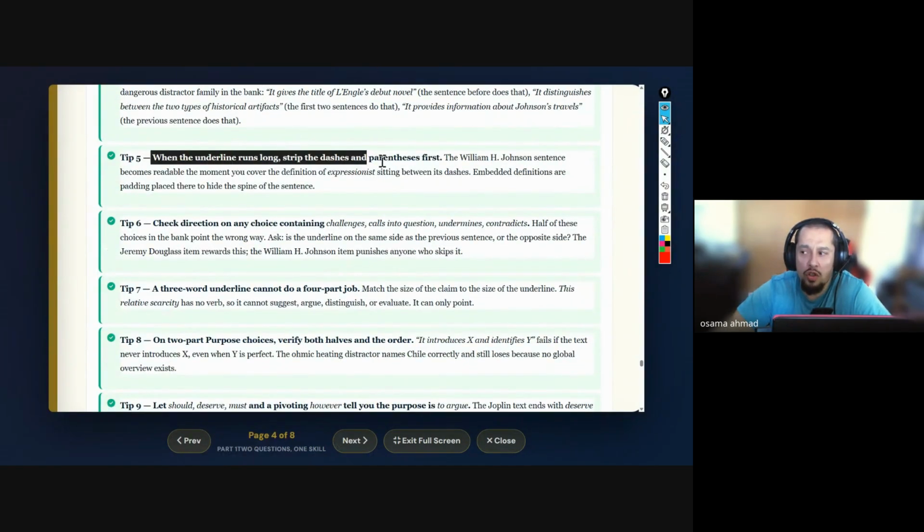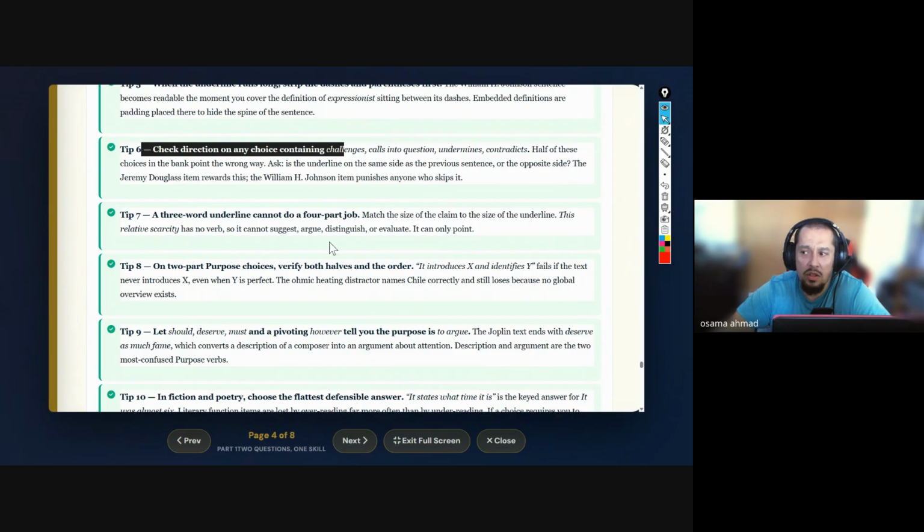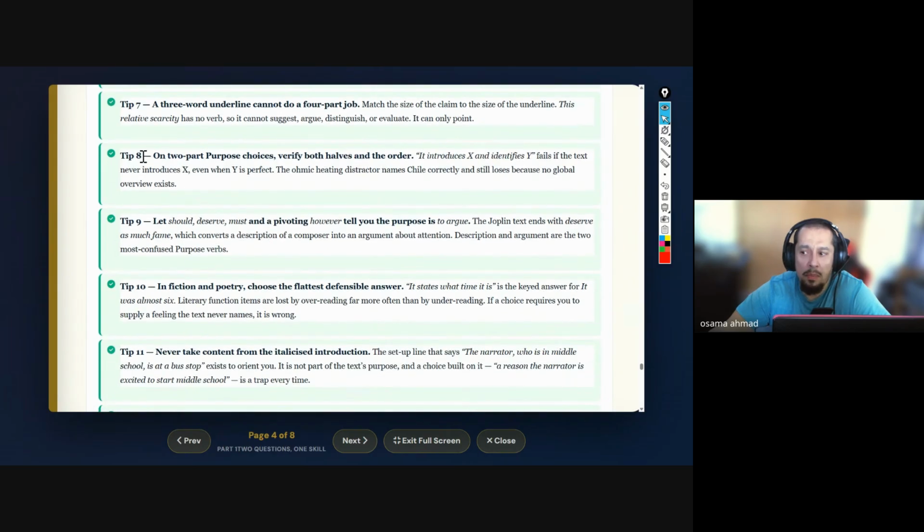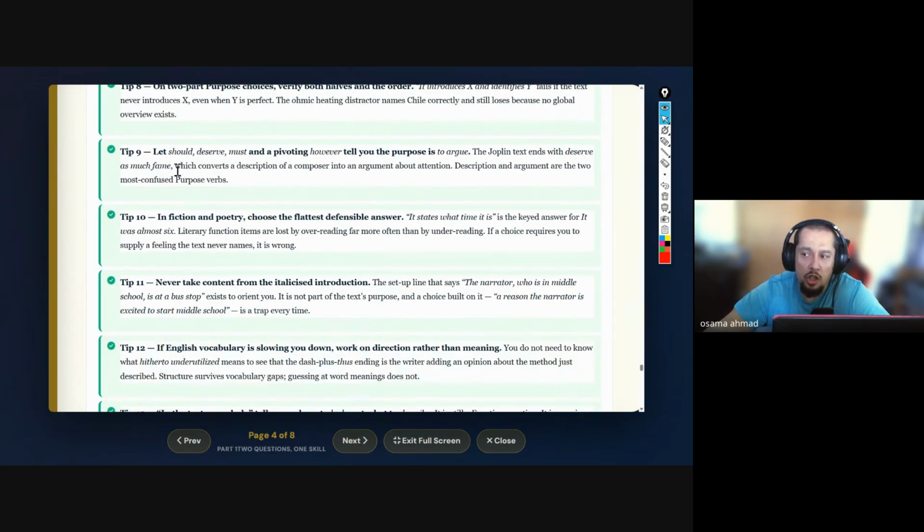When the underline runs long, strip the dashes and parentheses first. So if the underlined portion is a long sentence, we don't need to read what's in parentheses and dashes. Check the direction, right? Direction will make a difference if there's a but or however. I know that's a challenge, okay? A three-word underline cannot do a four-part job. So match the size of the claim to the size of the underline. Multi-part questions verify everything. When we verify, I see that this is there, and this is there, and this is there. Okay. Tip number nine: let, should, deserve, must, and a pivoting however tell you the purpose is to argue.